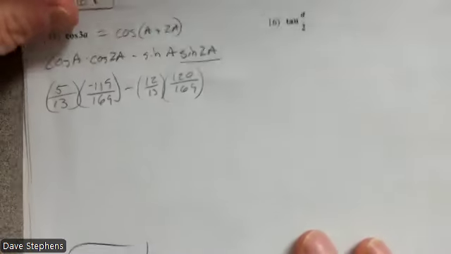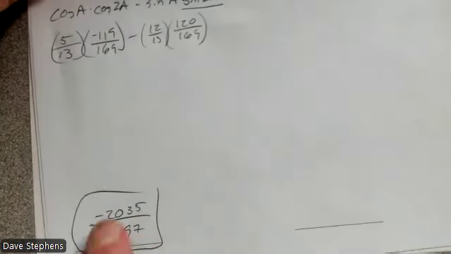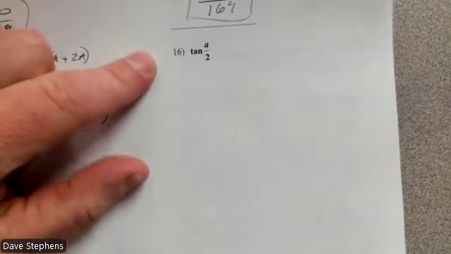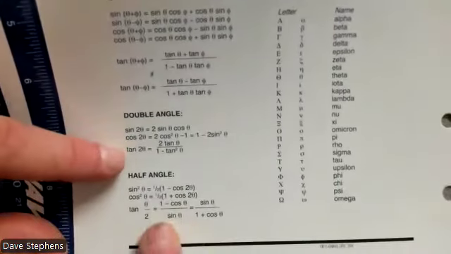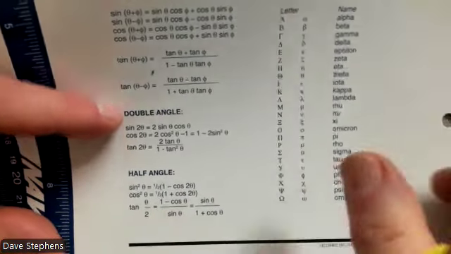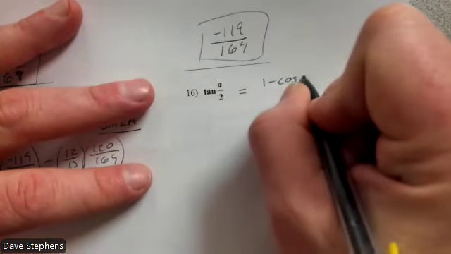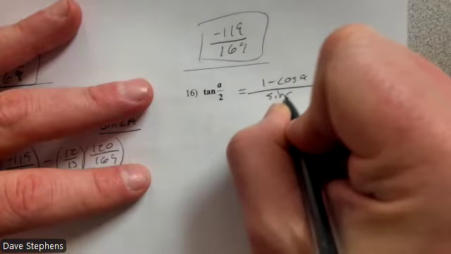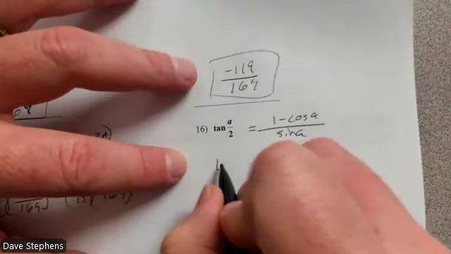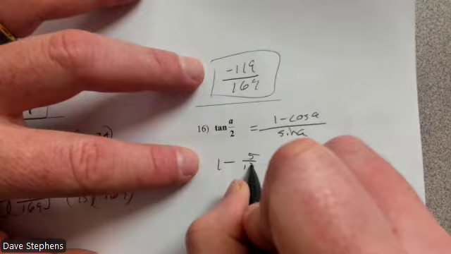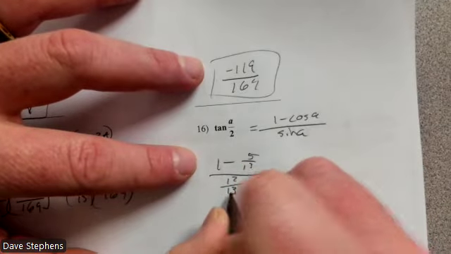Tangent of A over 2. All of that to get to this next number. Tangent of A over 2, so tangent half angle: 1 minus cosine A over sine A. So we get 1 minus 5/13 divided by 12/13.